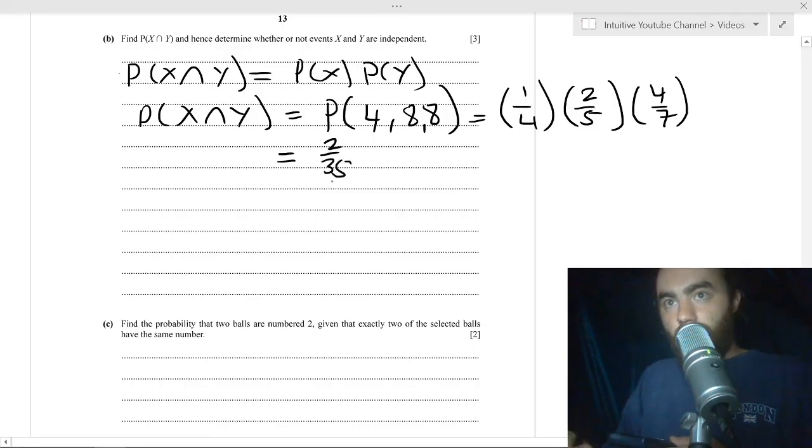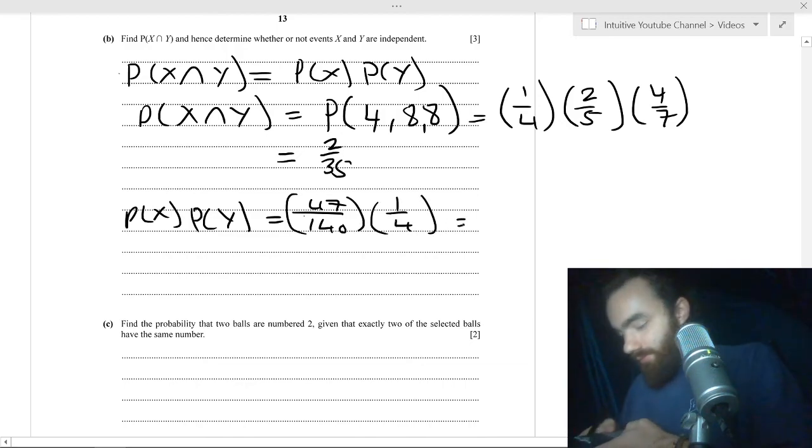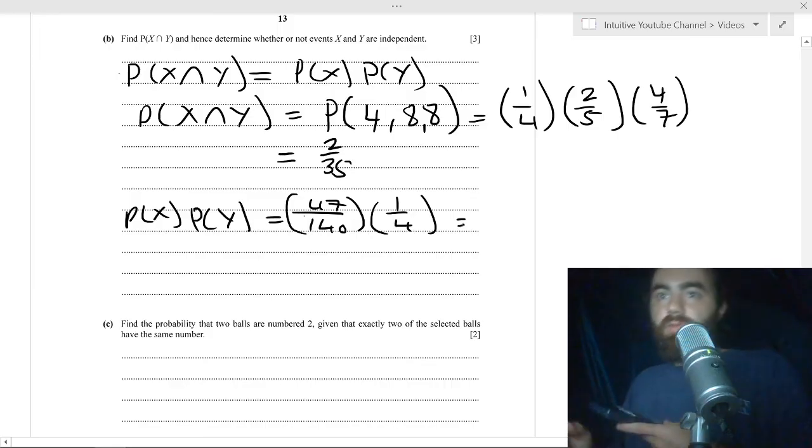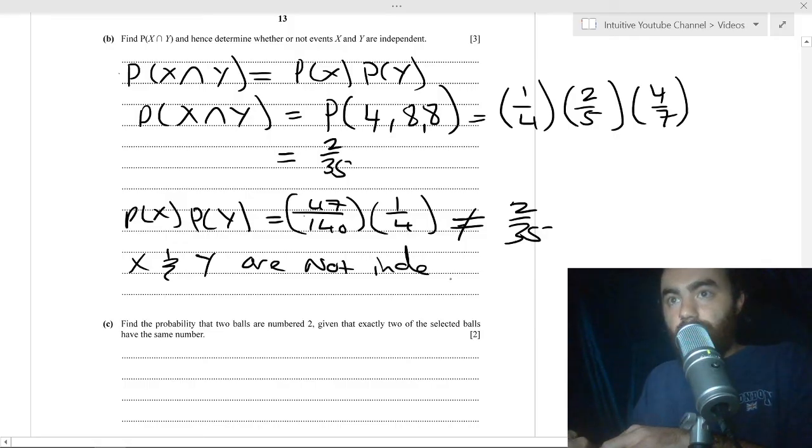So 2 over 35, and P of X times P of Y is 47 over 140 times 1 over 4, which equals 47 over 560, which obviously doesn't equal 2 over 35. So events X and Y are not independent. They don't equal, so they're not independent.